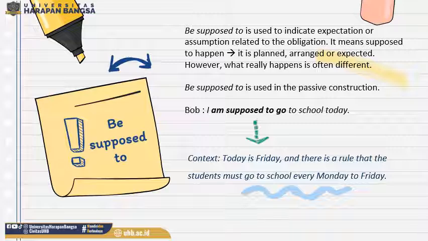Atau misalnya seperti ini, I am supposed to attend your party. Aku seharusnya datang ke pestamu. Nah, tapi kenyataannya adalah saya tidak datang. Jadi realitanya atau apa yang terjadi tidak sesuai dengan apa yang diharapkan atau apa yang direncanakan.